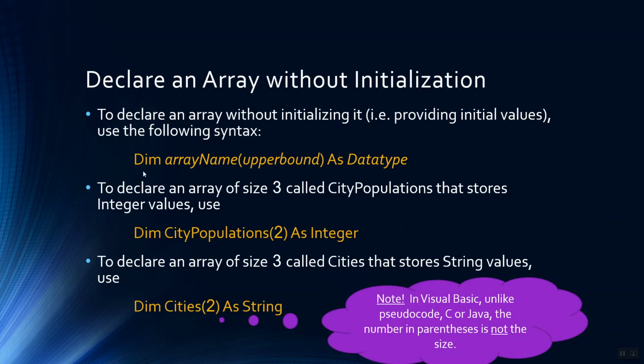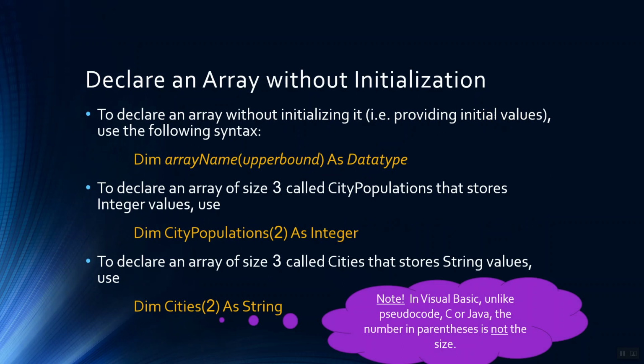When we do that, we specify Dim, the name of the array, so it looks very much like a regular variable declaration. The change happens right here. After the name of the array, we have parentheses. Inside the parentheses, we have the upper bound of the array, close parentheses, and then As, and then the data type that this array is going to hold. So if this is an array of integers, this would say As Integer.